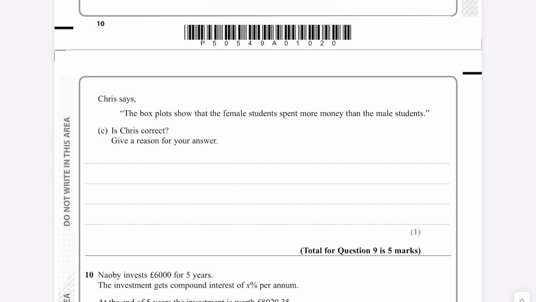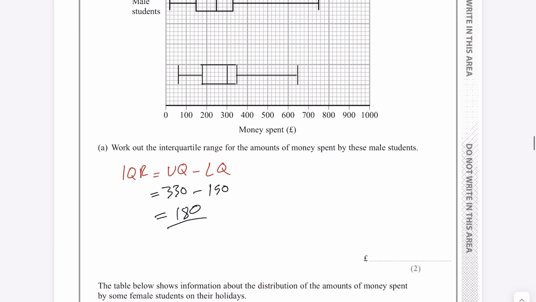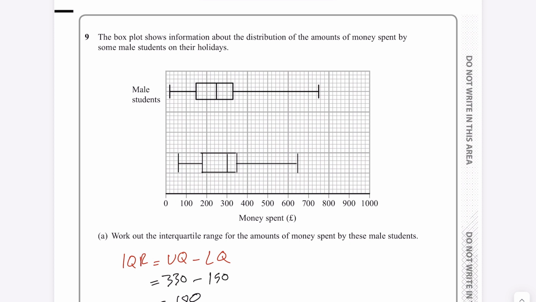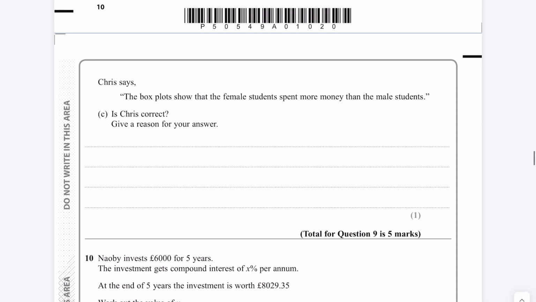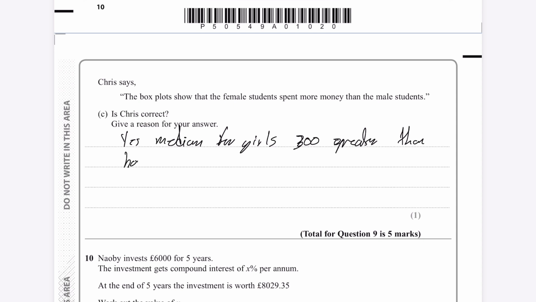So Chris says the box plots show that female students spend more money than male students. Now, the way you normally draw conclusions on these is using the median. So we can see the median is here for boys and the median is here for girls, and the median is higher. So based on that, is Chris correct? Yes. The median, and then you'd go on to comment and say the median for girls, which is 300, is greater than boys, which is 250. So that's that done.